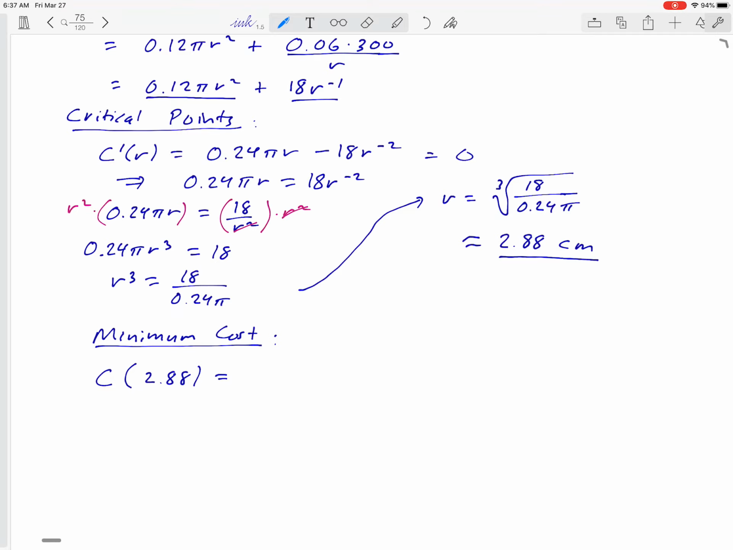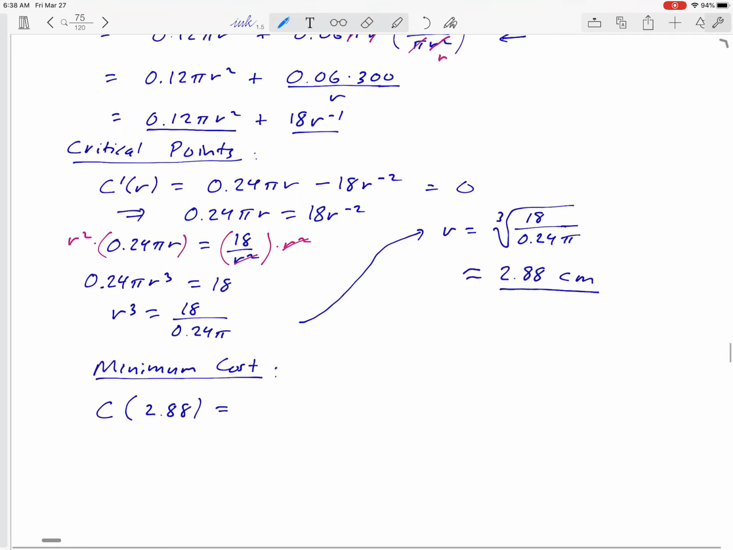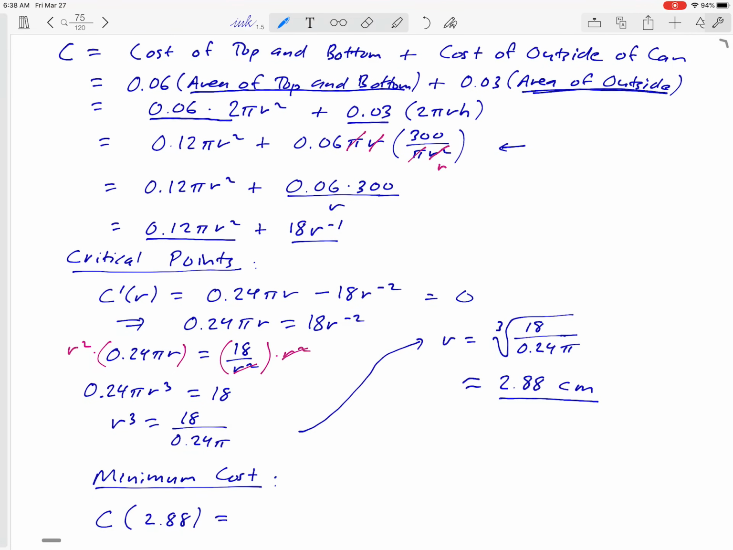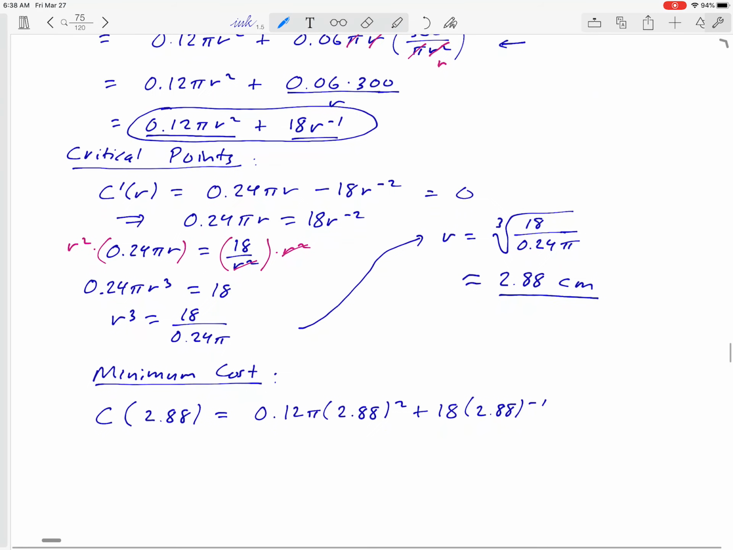Okay, so the minimum cost is going to be c of that 2.88. But we need to remind ourselves of what the cost function is. Here we're going to need to scroll back up again for a minute. Our cost function kind of started here, and we developed it piece by piece and arrived at a final formula that looked like this for the cost. So that's what we're going to substitute the 2.88 into. So we're going to get 0.12 pi times that 2.88 squared plus 18 times 2.88 to the minus 1.